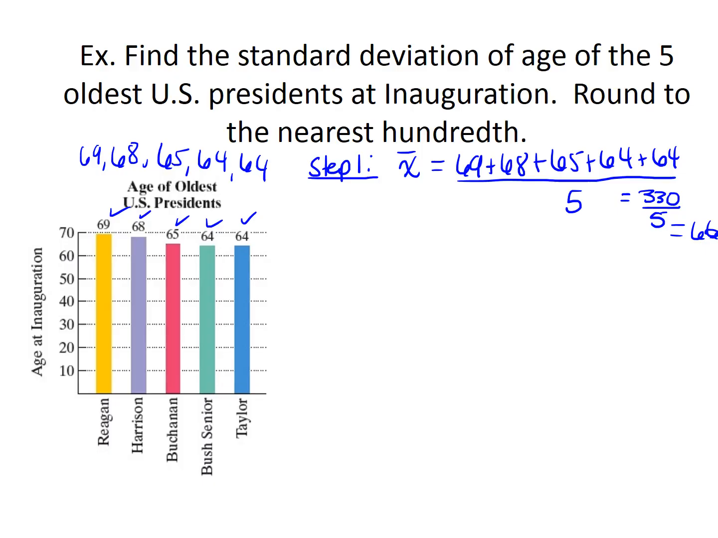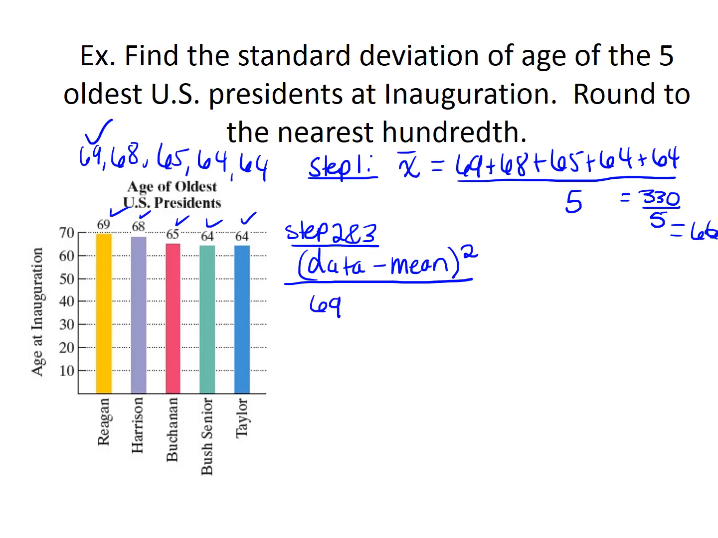So what I would suggest doing for step 2 is subtract each data value from the mean, and then step 3 is square it. So I'm going to do step 2 and 3 together. We're going to take each data value, subtract the mean, and then square it. Okay. So each of our data values, so 69, and our mean is 66, so that's going to stay the same. 69 minus 66 squared.